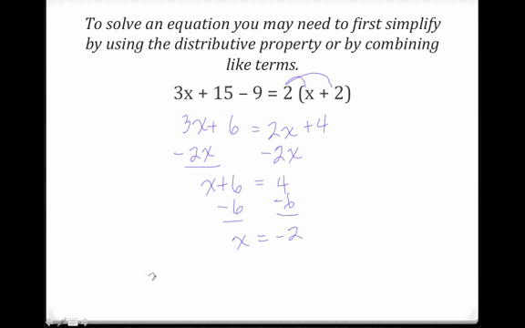Go back and check. 3 times negative 2 plus 15 minus 9 equals 2 times negative 2 plus 2. So I've got negative 6 plus, I'm going to go ahead and combine 15 minus 9, which is a positive 6, equals 2 times 0. So in fact 0 does equal 0. So I'm good.